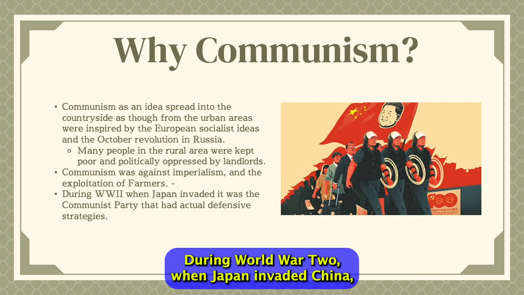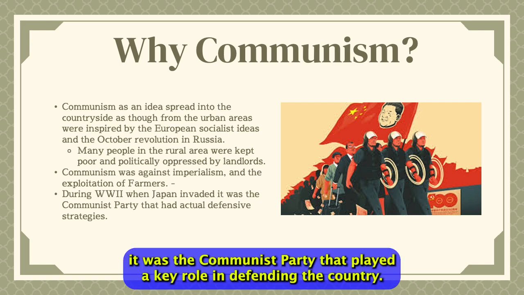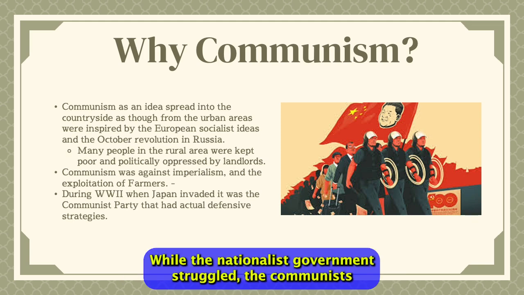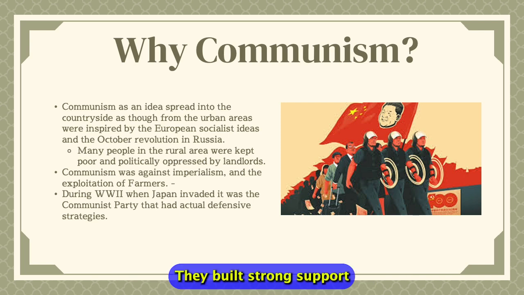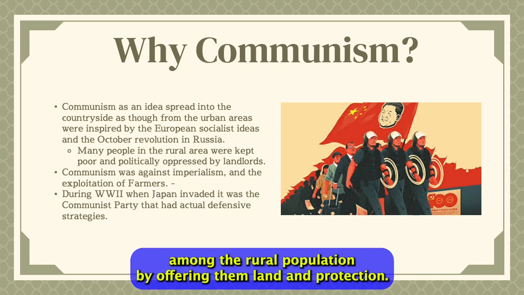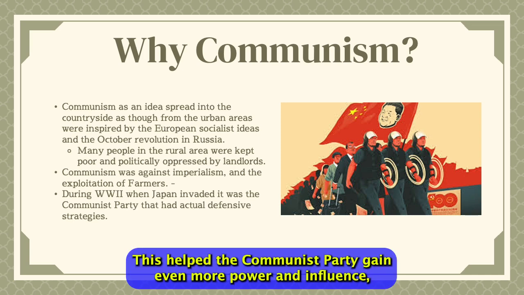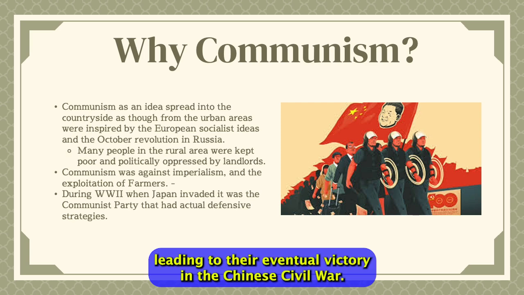During World War II, when Japan invaded China, it was the Communist Party that played a key role in defending the country. While the nationalist government struggled, the Communists were able to organize effective resistance against the Japanese. They built strong support among the rural population by offering them land and protection. This helped the Communist Party gain even more power and influence, leading to their eventual victory in the Chinese Civil War.